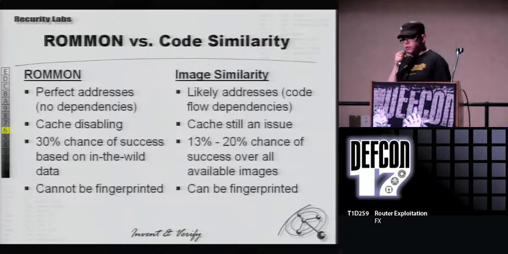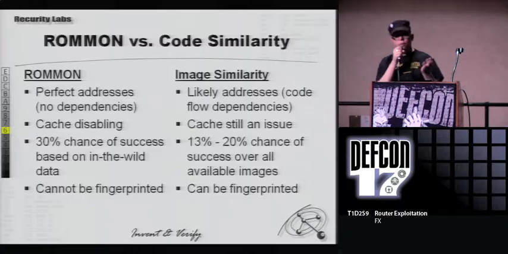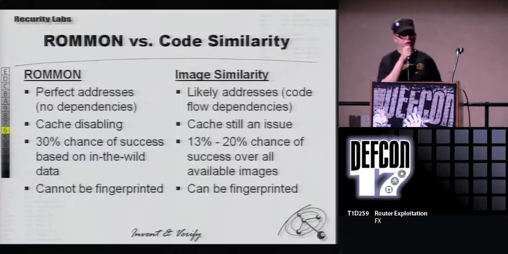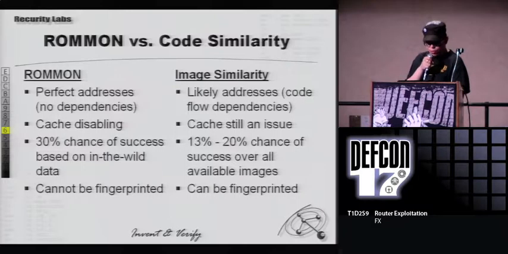So when you compare the two, ROM1 is actually still better. You get better chances, but you can't fingerprint it. On the other hand, for the method with the iOS images, I still have the cache issue open. Like, there is no cache disabling code in iOS that I can easily find. So I don't know. As I said, work in progress.